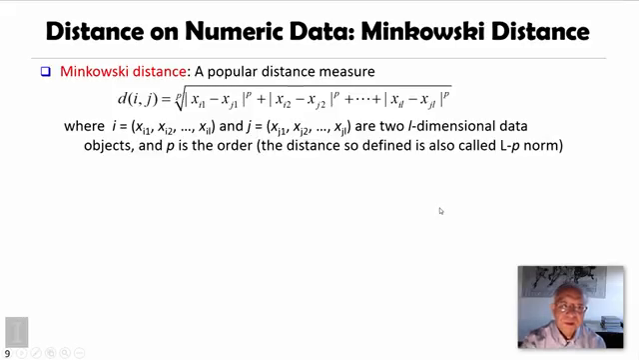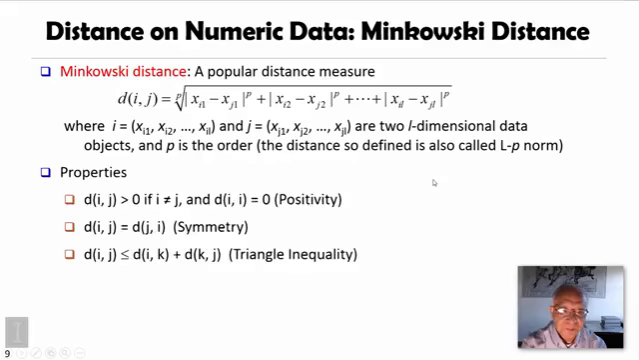Then in general, we define the Minkowski distance as this formula. That means if we have L dimensions for object i and object j, then their distance is defined by taking every dimension to look at the absolute value of their difference, then to the power of p, then you sum them up, get the p-th root. Then we get the Minkowski distance. In such a distance, p is the order. We usually also call this distance the Lp norm.